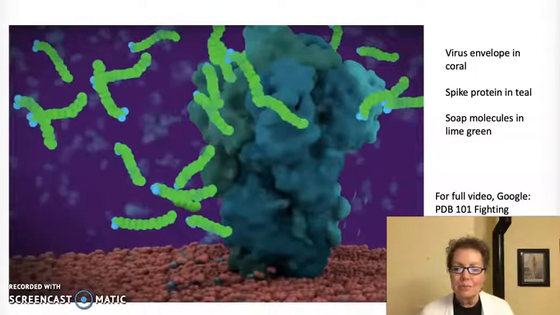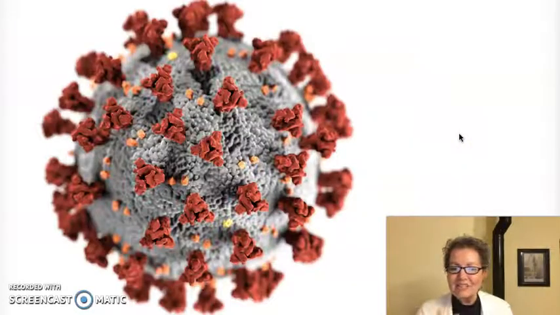Viruses are not living organisms. They need to be destroyed. So they can be destroyed by soap, as shown here, or they can be destroyed by antibodies and your immune system. So I hope that this video has explained some aspects of the structure of the SARS-CoV-2 virus that is shown in this image that we see frequently in news and multimedia sites.